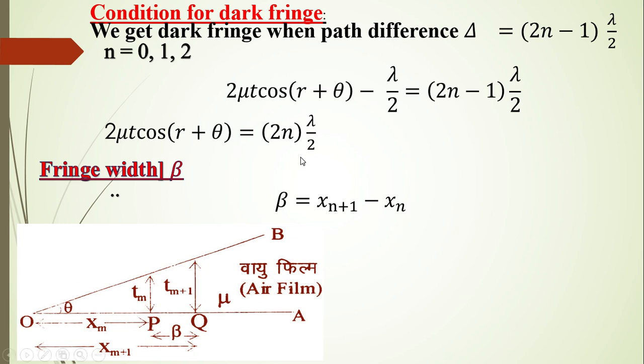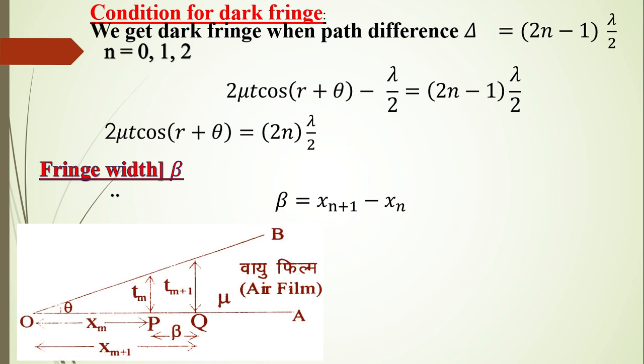Now the total path difference, 2 mu t cos(r plus theta) minus lambda by 2, is equal to (2n minus 1) lambda by 2. After solving, we get 2 mu t cos(r plus theta) equal to 2n lambda by 2, which is equal to n lambda. Now we find the fringe width.